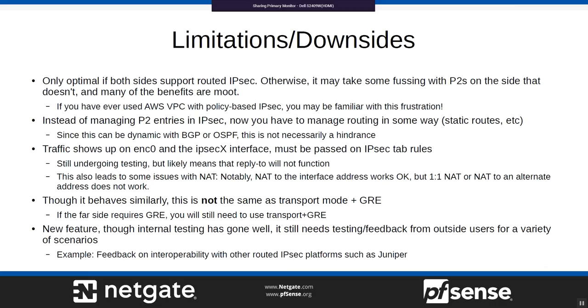Now, it's not all sunshine and roses. There are some things you need to be aware of in terms of limitations and downsides. It's only optimal if both sides support routed IPsec. It can work if one side is and one side isn't, but you lose a lot of the benefits of routed IPsec. It takes some fussing with your P2s to make it work. If you've ever tried AWS VPC, AWS is doing route-based IPsec, pfSense wasn't, so you had to do this weird thing with the virtual IPs and binding them to the LAN or the local host, and then adding these extra P2s, and it was just sort of weird and confusing.